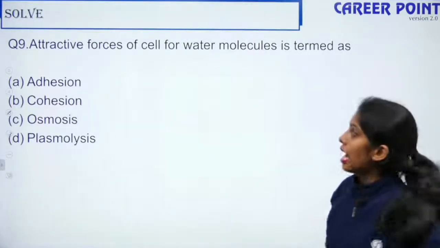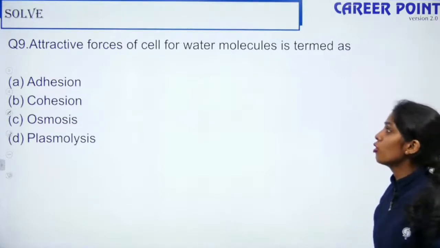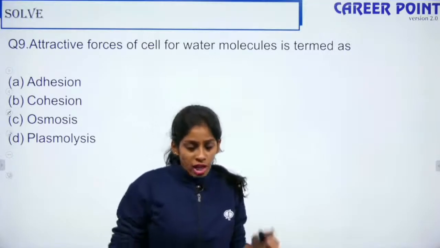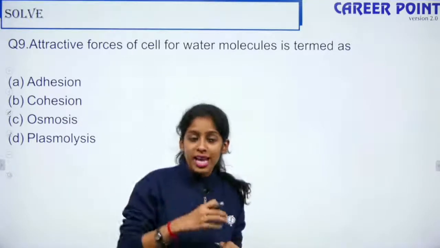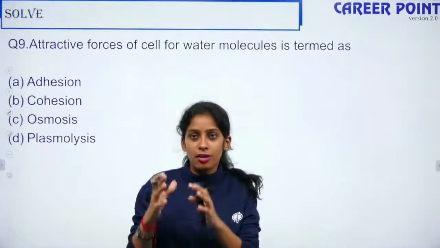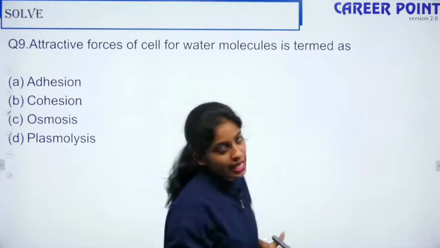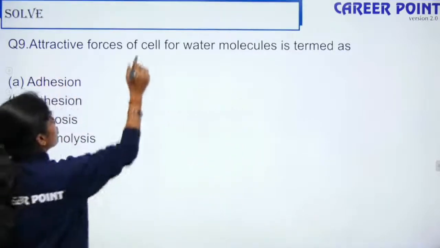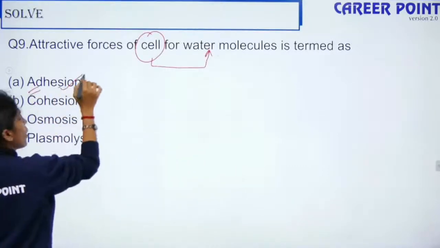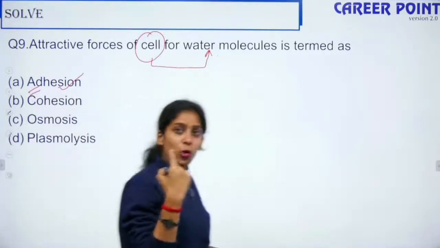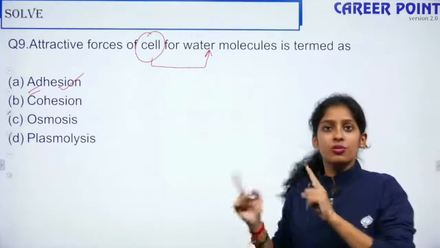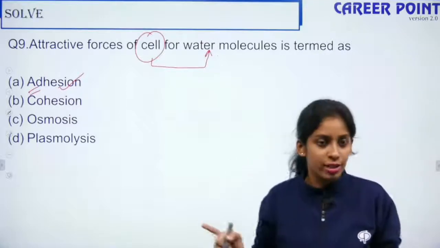Moving further, attractive forces of the cell for water molecules is known as. This is not the attractive force between water molecules; this is the attractive force of the cell for the molecules. That is the reason why your water molecules stay stuck to the tube of the xylem, right? So this attractive force of the cell for the molecules is adhesion. When the question is about attractive forces of only water molecules, then that is cohesion. When it says attractive forces of the cell for water molecules, it is adhesion.